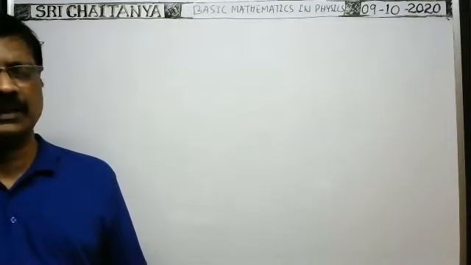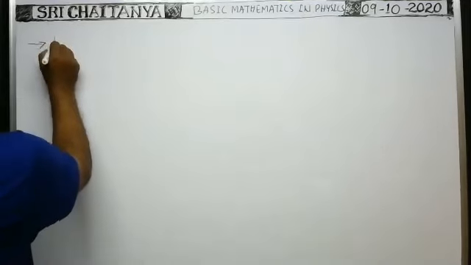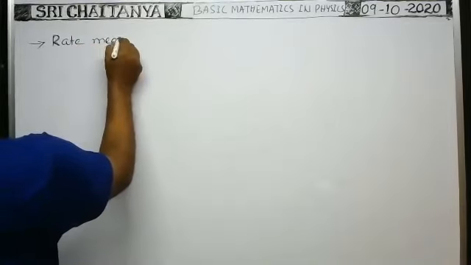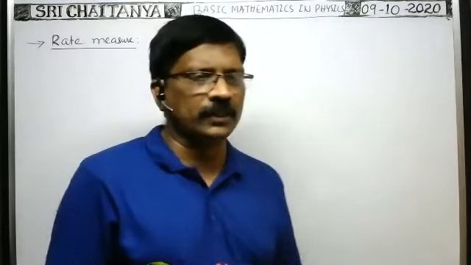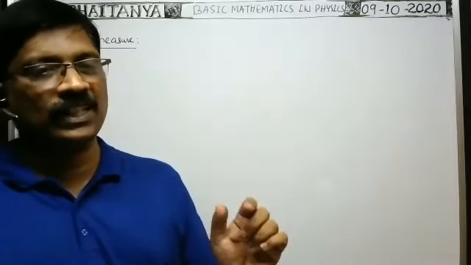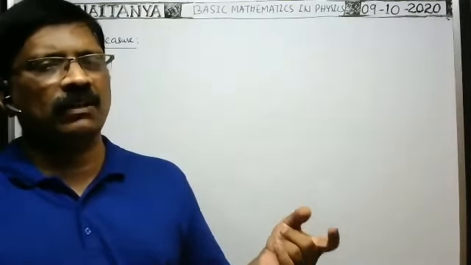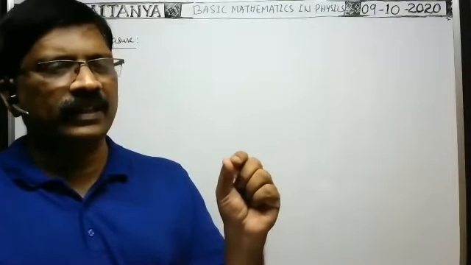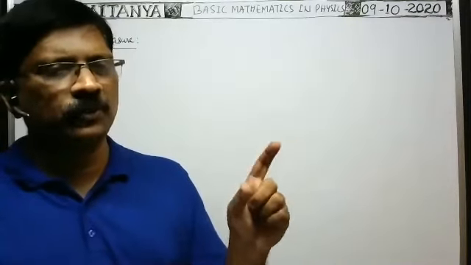Next, rate measure. That is also part of differentiation only. Rate measure is the variation of any physical quantity with respect to time. Previously, dy by dx meant the variation of y with respect to x, which we discussed. When you study the change of y with respect to x, that can be obtained by doing the differentiation of y with respect to x.